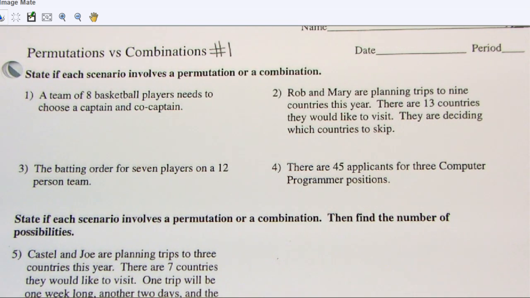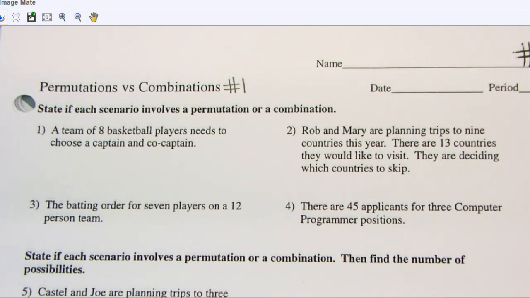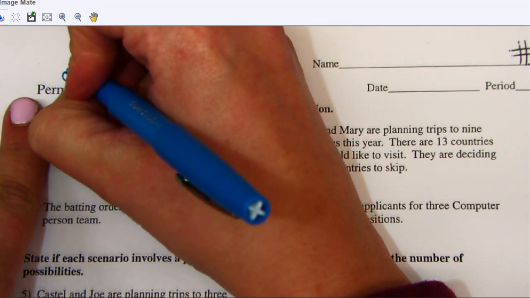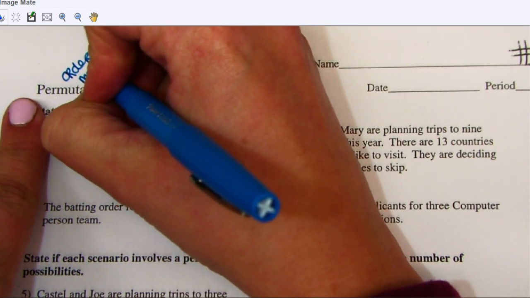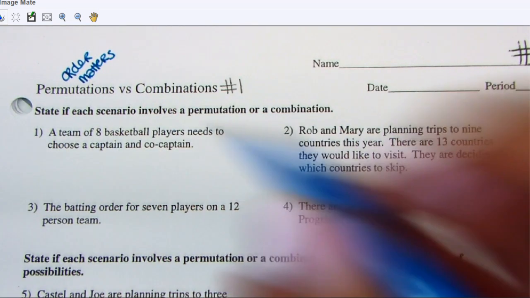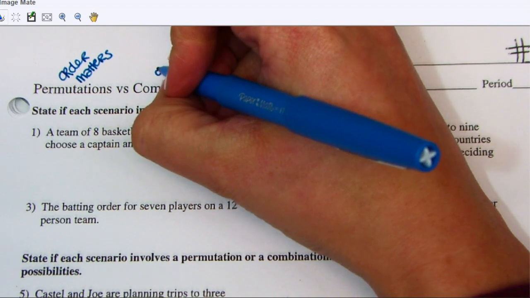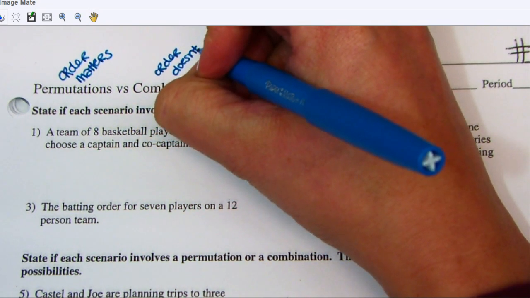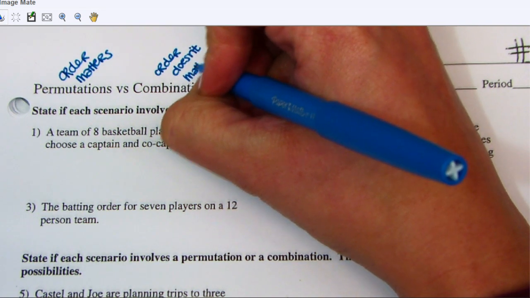In today's video, we're going to go ahead and practice permutations and combinations number 1. So before we start, let's review real quick the difference between each of them. A permutation, order matters. When you're working with a permutation, the order in which you pick things matters. For a combination, order doesn't matter. That is the main difference between these two types of problems.